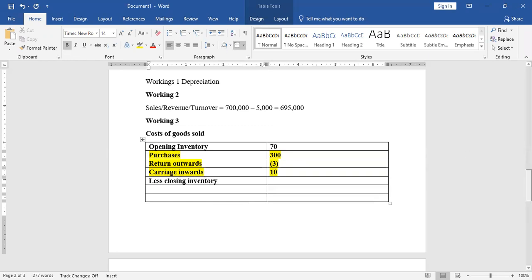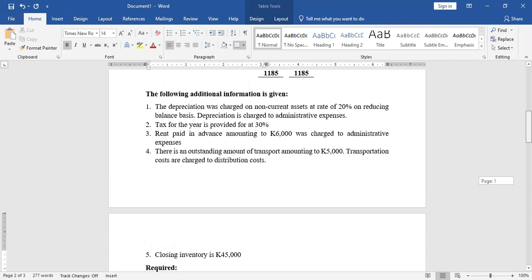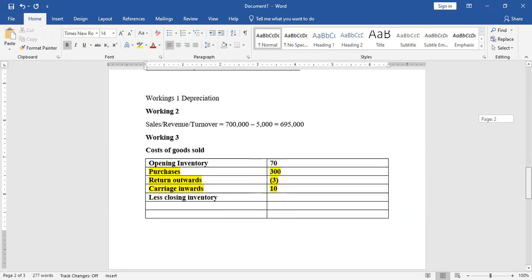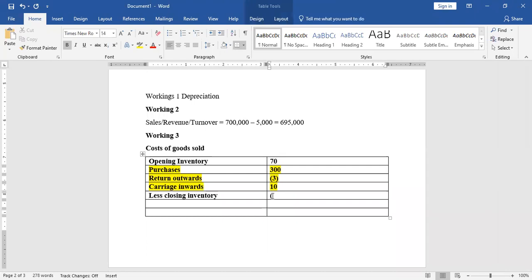Closing inventory is usually given in the additional information. And here it was there, closing inventory, 45,000. So I'm bringing less closing inventory here, 45. So now I can calculate my cost of goods sold.